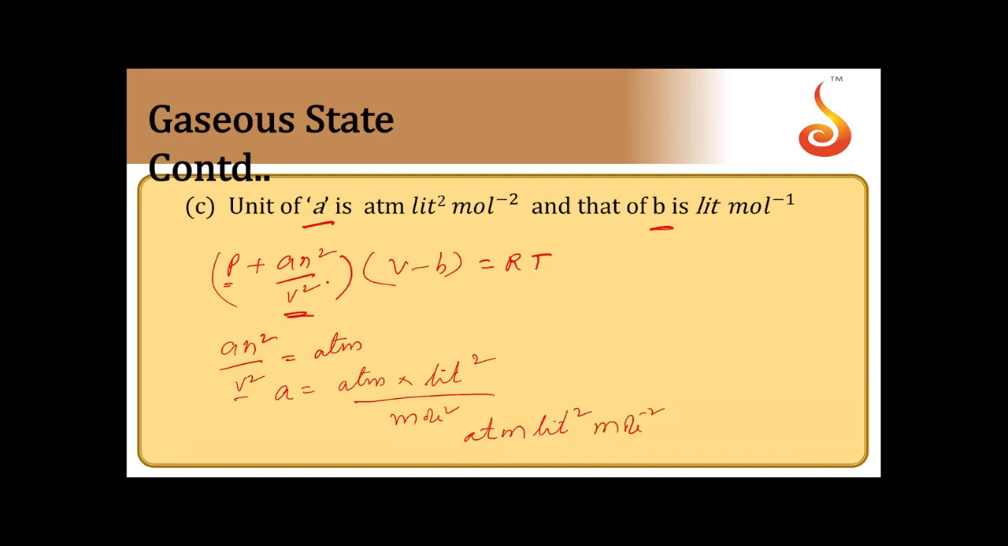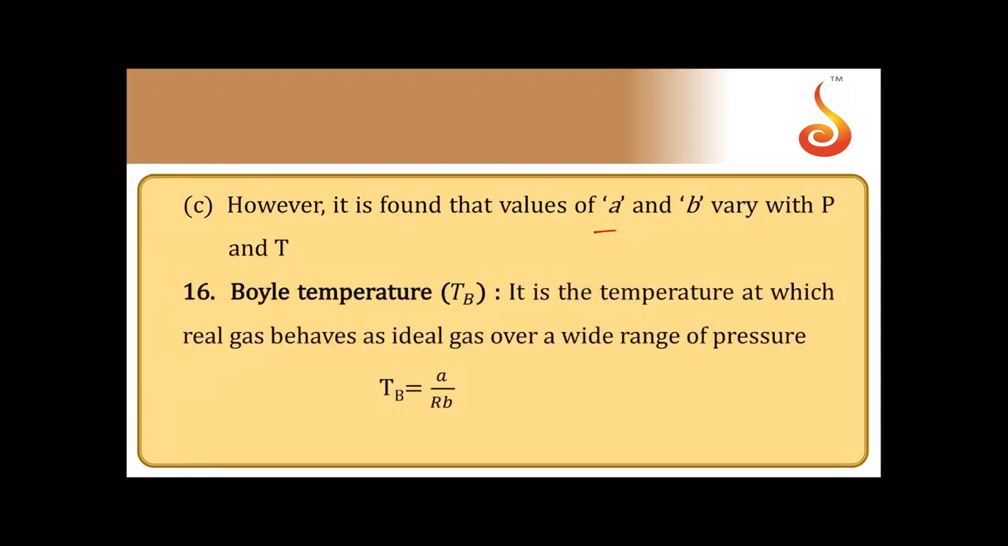When it comes to the units of b, it should be nb for n moles of a gas. V minus nb, so nb should have units of volume, which is equal to liters. So b will be so many liters per mole, or liters per mole is the unit of b. So units of a and b can be obtained from dimensional analysis, that is by equating the units. Then comes the values of a and b.